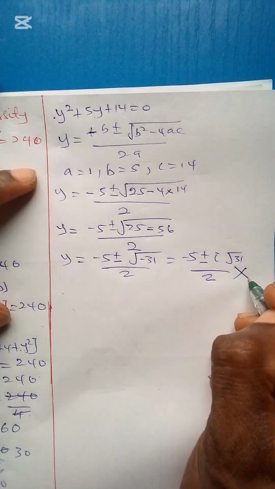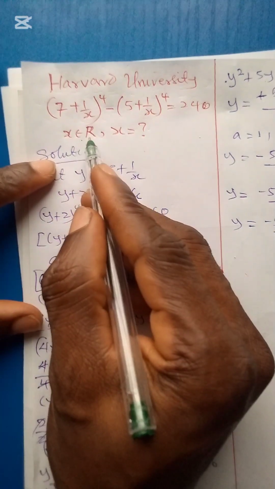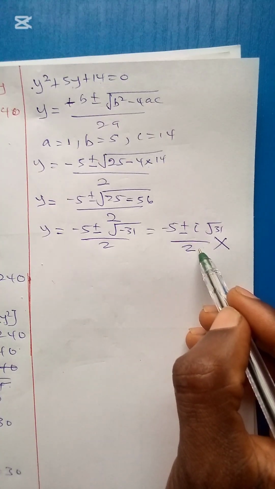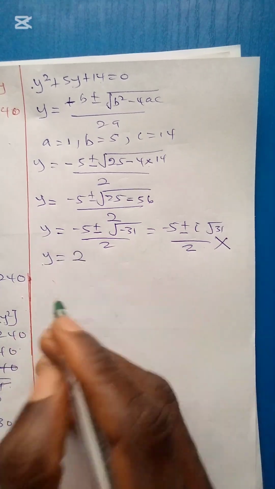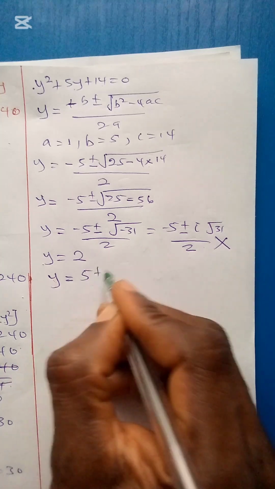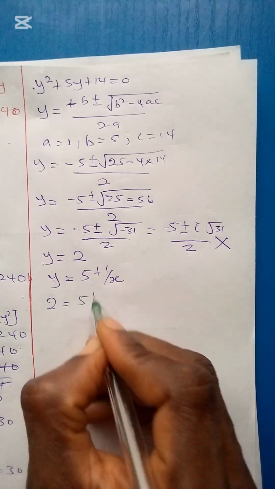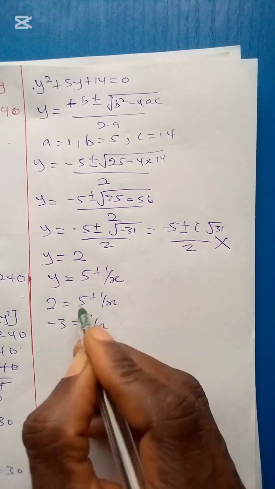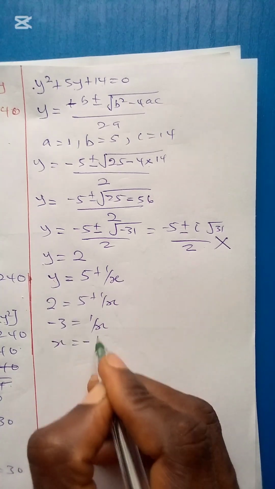We are going to reject this because the condition is that x is a member of the set of real numbers. So this is not a real number, but instead it's a complex number. The only real number is that y equals 2. So let's remember that y is equal to 5 plus 1 over x. Substituting 2 here, we have 2 is equal to 5 plus 1 over x. Then minus 3 is equal to 1 over x when we move this 5 to this side. And then x equals minus 1 over 3.